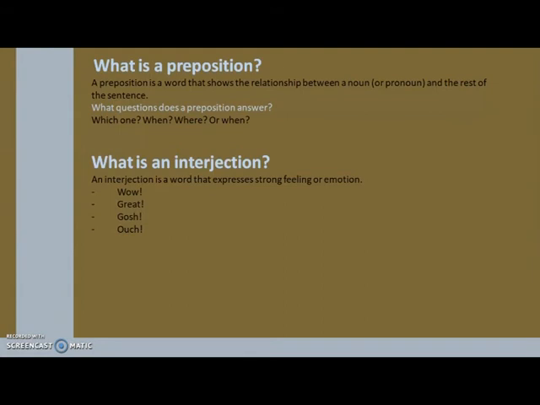Finally, we have interjections. What's an interjection? Well, an interjection is a word that expresses a strong feeling or emotion. Interjections are more common in spoken language than in written language. Interjections often appear in fiction, especially when authors are trying to recreate natural dialogue. For example, wow, great, gosh, ouch.